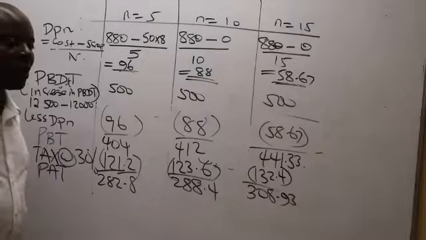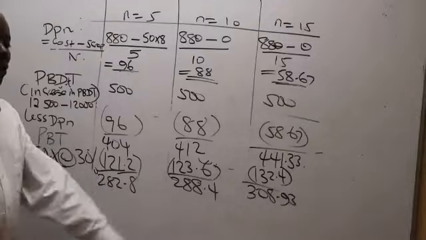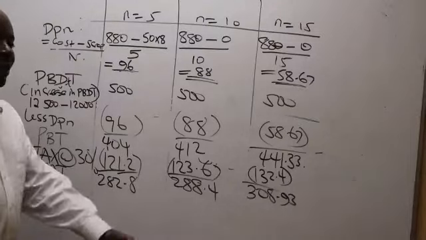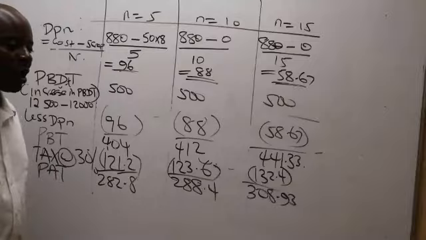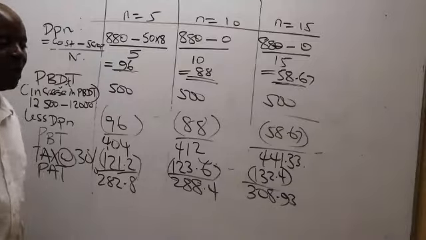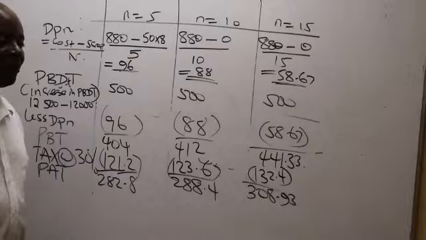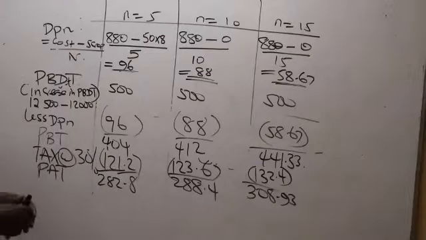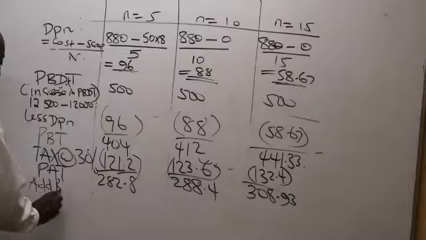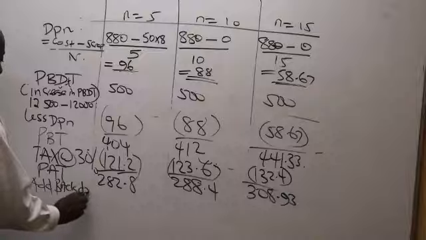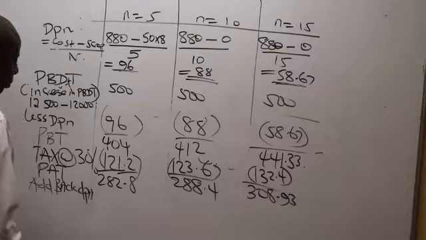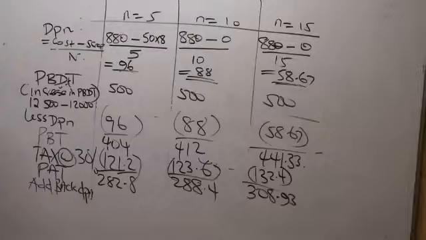So after we get this profit after taxation, ladies and gentlemen, who can be advising us as we wait for other students to catch up? What do you think would be the next thing to be done? We add back depreciation. Yes, add back depreciation, because we want to get cash flows, right?